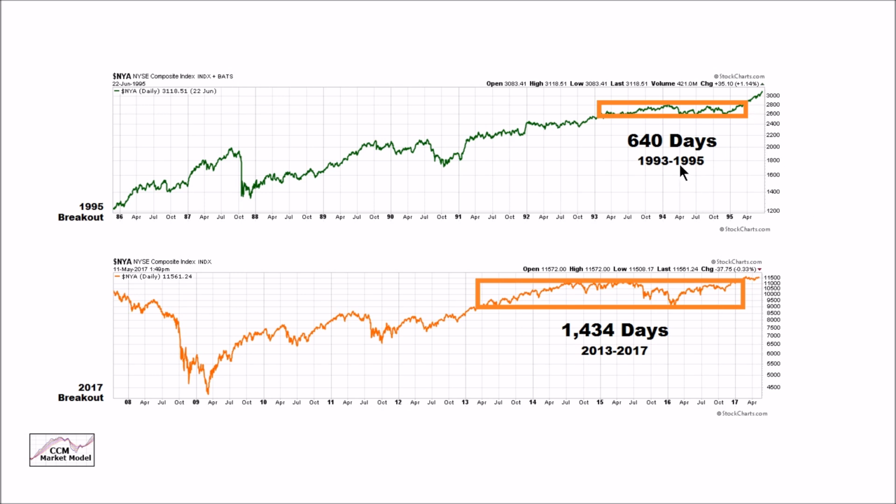The market was moving sideways for 640 calendar days when the bullish breakout occurred in 1995. The longer a market goes sideways, this is a little bit longer. In the present day, the exact same index had been moving sideways for not 640 calendar days, but 1,434 calendar days when the bullish breakout occurred. This tells us the present day spring is coiled a lot tighter than the spring was in calendar year 1995.